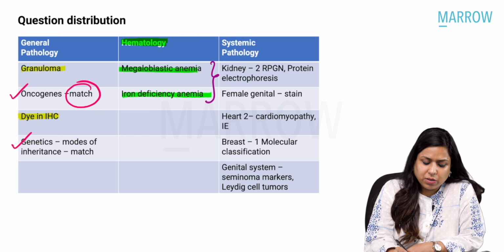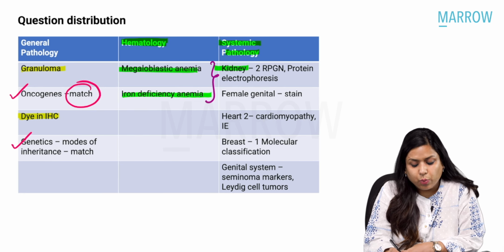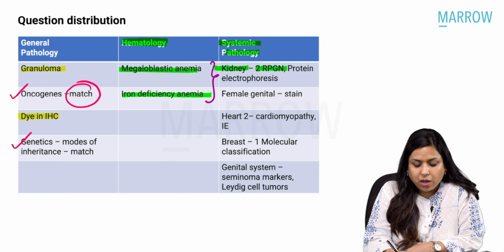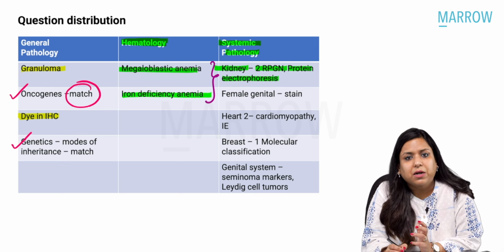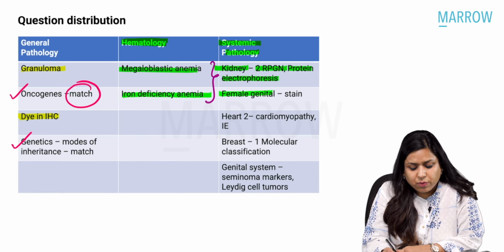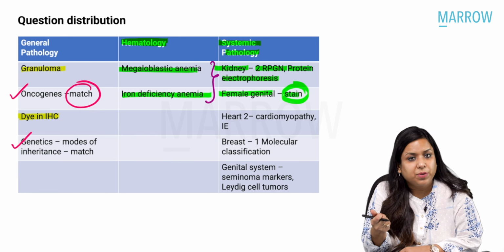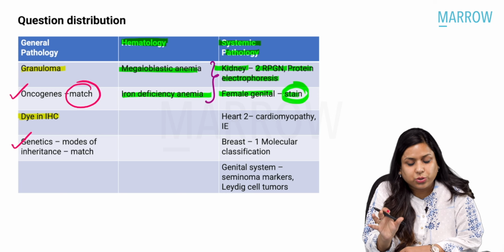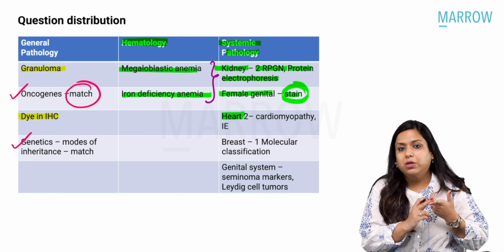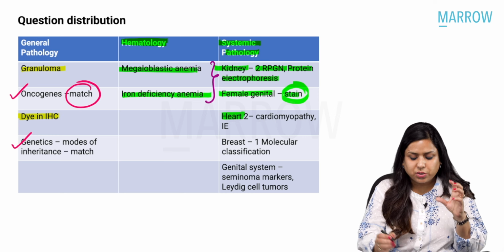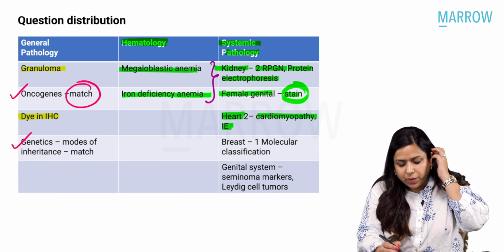From systemic pathology, there were a lot of questions. Two questions from kidney were asked. One on RPGN and the other on protein electrophoresis and nephrotic syndrome, right? That was also a practical question. Then there was a question on the stain which is used in the female genital tract, that is the cervical smear. That was also a practical question, right? Then from heart, there were two questions, one on cardiomyopathy, which was an image based question, and another on the sampling in infective endocarditis, right?